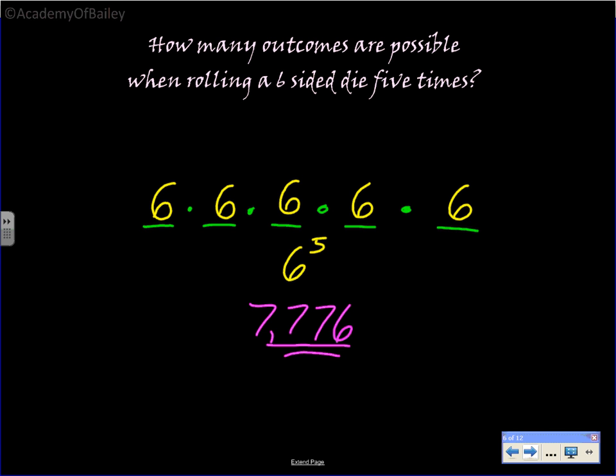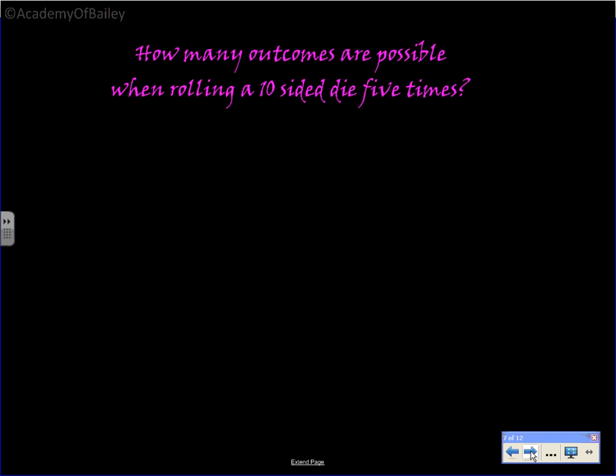This next situation, wow, let me slow down here. This next situation asks the same question, except with a 6-sided die, we're using a 10-sided die. And how many times are we going to be rolling that? 5 times. 1, 2, 3, 4, 5 spaces.